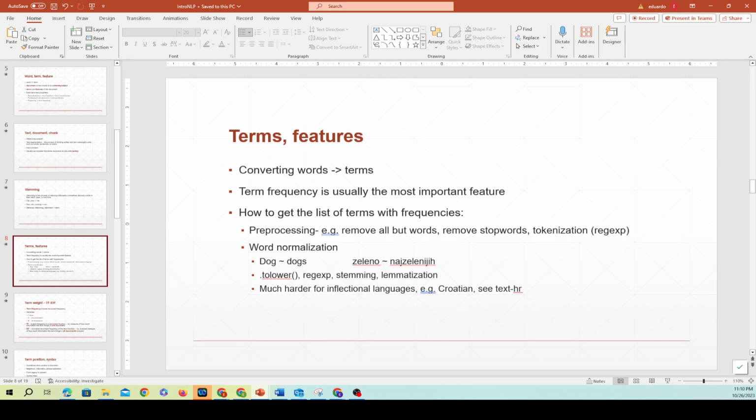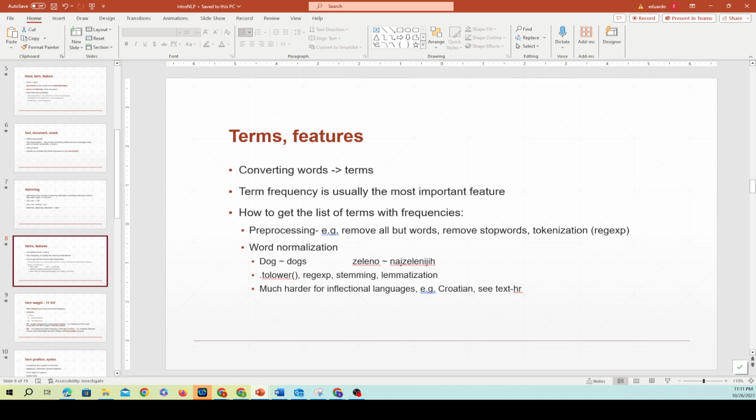Terms and features. What we want to do is convert words into terms. The term frequency is usually the most important feature. How do we get the list of terms with frequency? Frequency is how many times the term appears in a document. Pre-processing is to remove all but words, remove stop words, tokenization, regex.